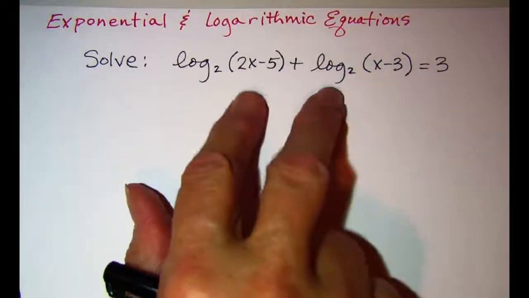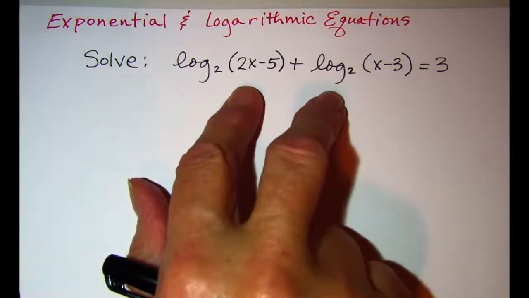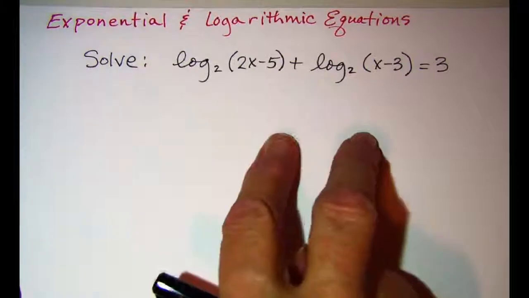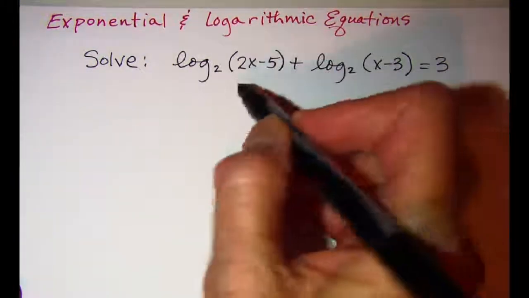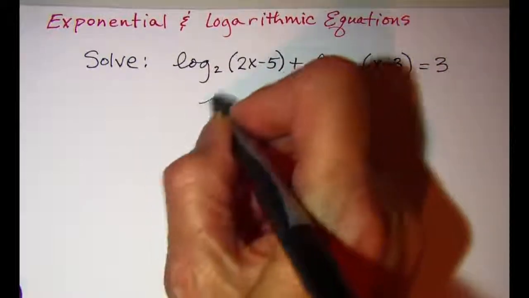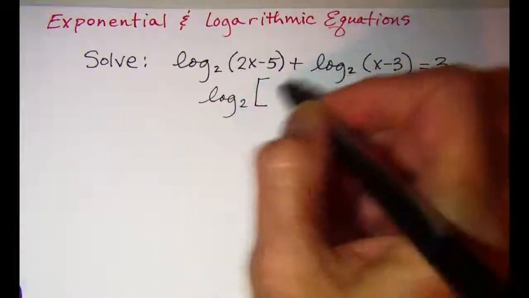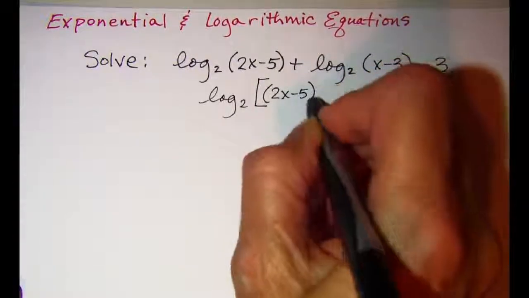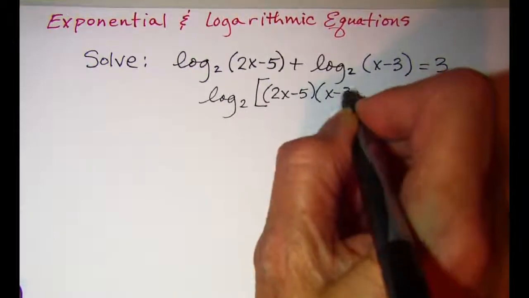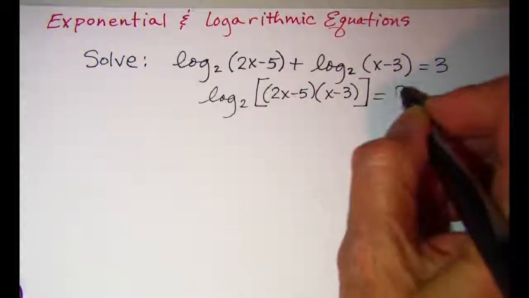Now we know that if we have two logarithms added together, we can rewrite this as a single logarithm by multiplying those arguments. So this left side is the same as the log base 2 of 2x minus 5 times x minus 3. And that's equal to 3.